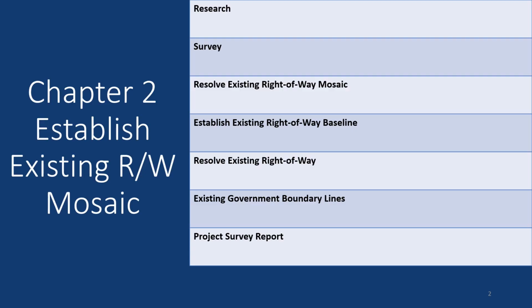Chapter 2 focuses on establishing the existing right-of-way mosaic. The chapter reviews where to find documents to research the existing right-of-way and how to request survey information. Resolving the existing right-of-way mosaic, establishing the existing right-of-way baseline, and resolving the existing right-of-way often happen concurrently and are described in this chapter. The importance of existing government boundary lines and documentation of the methods to establish the existing right-of-way mosaic in the project survey report are also covered in Chapter 2.